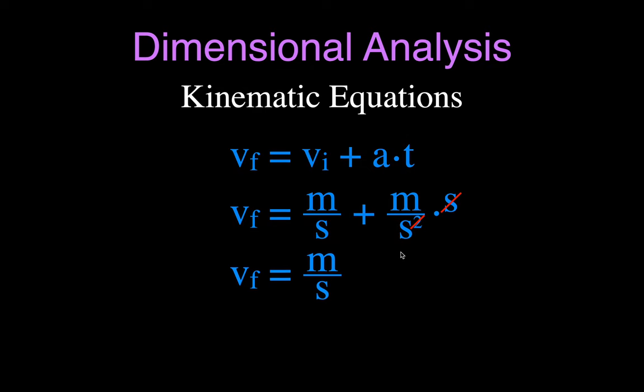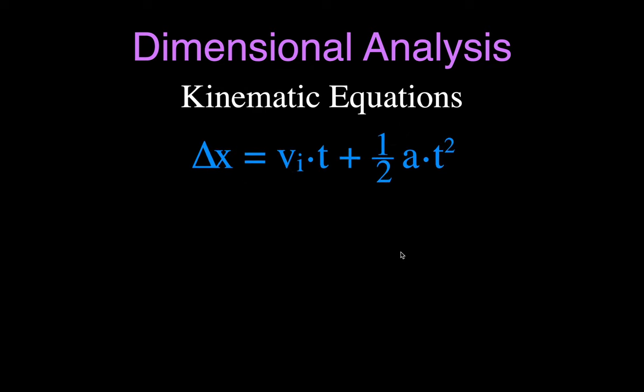Let's see. We have one more like this one. This one is supposed to come out, we're finding the displacement or the distance, so it's supposed to come out in meters. Well, how do you get meters out of all of this stuff? It's not that complicated if you write the units out and you cancel them properly.